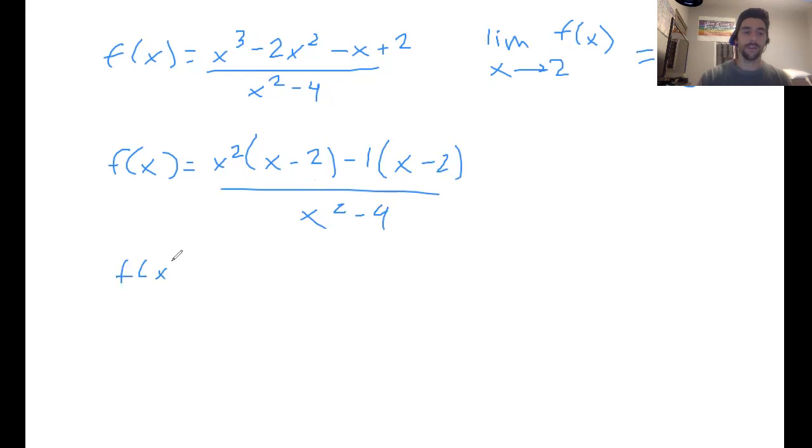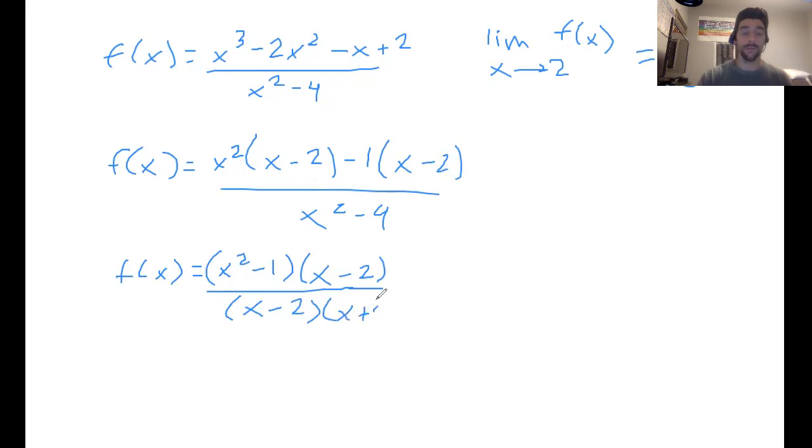So now I'm just going to regroup those 2 x squared terms together. So now we have this function, f of x is equal to x squared minus 1. And I could factor that if I want to. I'm not going to in this case because it's not necessary to cancel anything. But x squared minus 1, and then times x minus 2. And then this denominator is the difference of squares. So I'm going to factor it into x minus 2 and x plus 2, which is really nice because now that cancels. And so I'm left with this function that is x squared minus 1 divided by x plus 2.